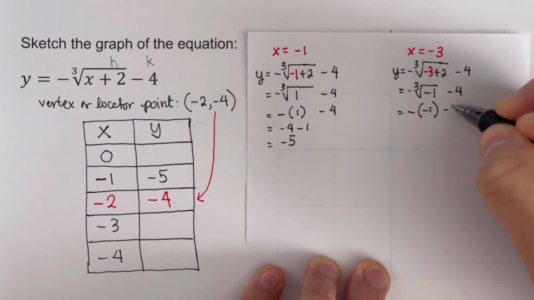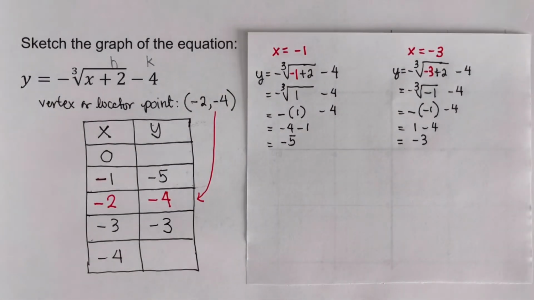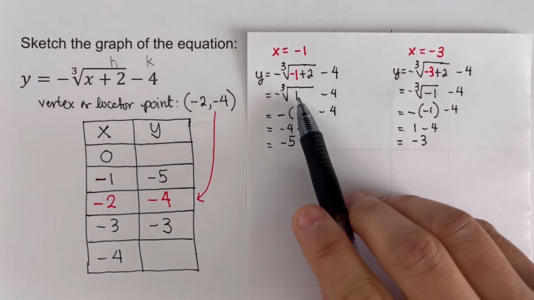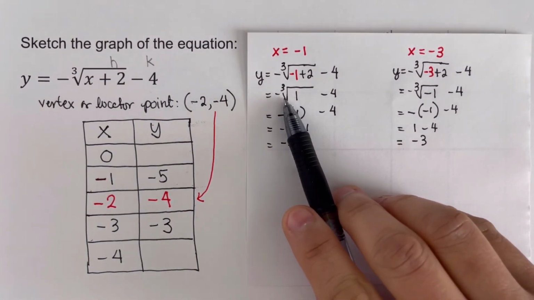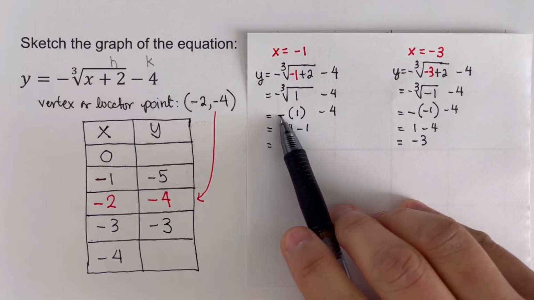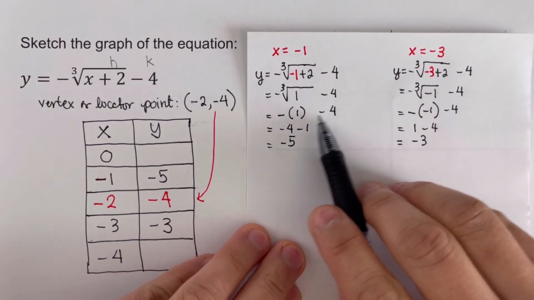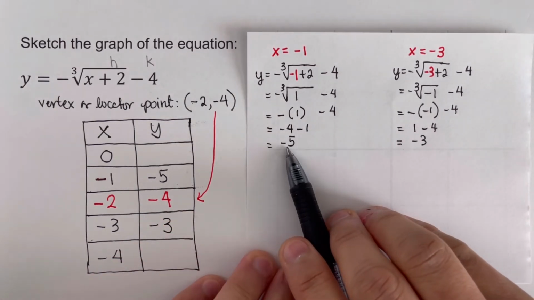Okay, so we got these two values here. Now notice this very carefully. We have negative 1 plus 2 is positive 1. The cube root of positive 1 is 1. And then we have a negative in front. So negative of a positive 1 is negative 1. And then we have a negative 4. So we came out negative 5.